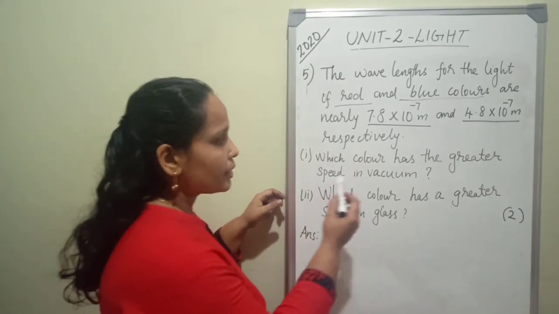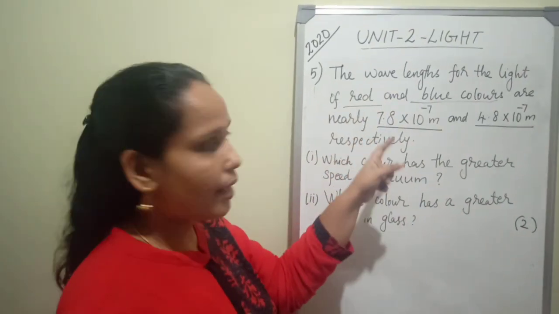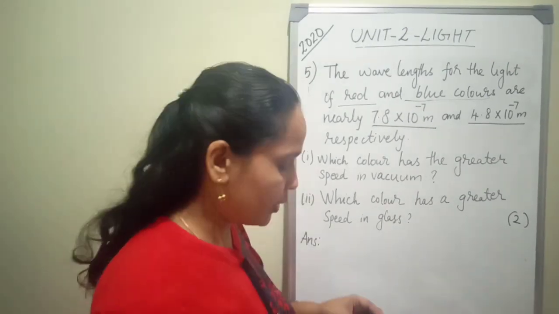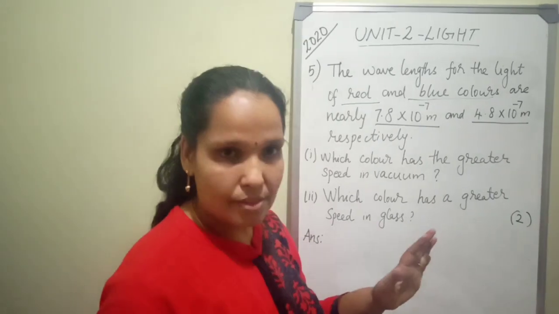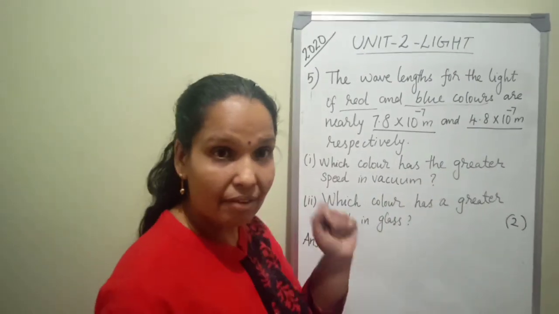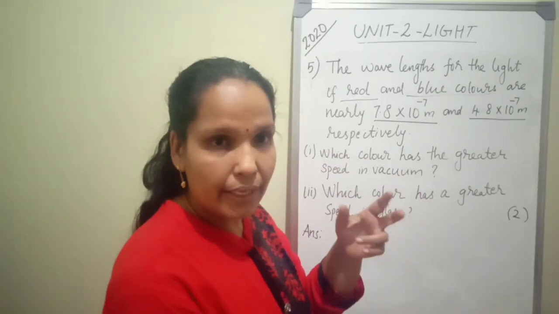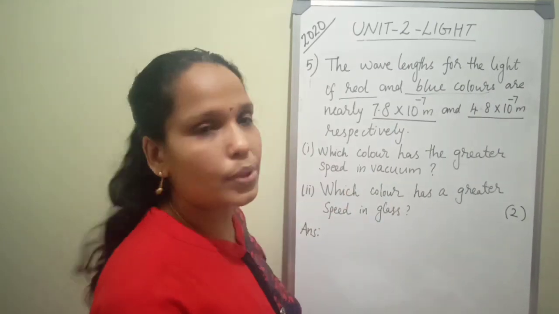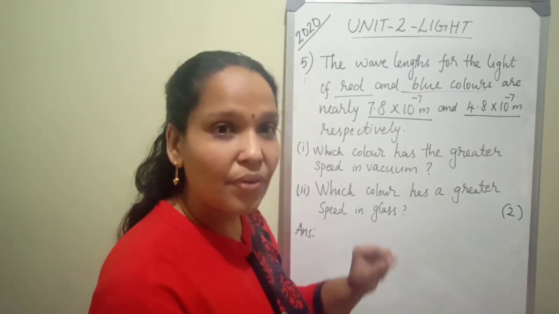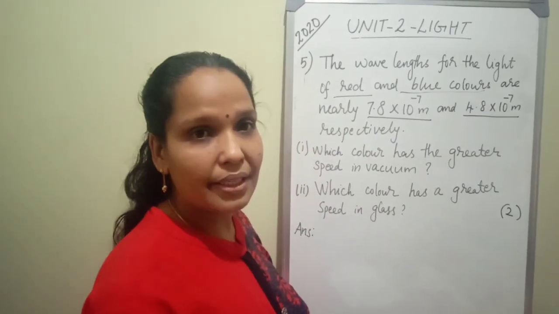Here, which color has the greater speed in vacuum? They have given us 2 colors and their wavelengths. But we have to remember one thing, students. All 7 colors will travel with the same speed in air or vacuum. We have learned that. But now seeing 2 colors, we may think red will be faster, or blue will be. To confuse you, they have asked this question. All the colors are moving with same speed, isn't it? So both the colors will have same speed in vacuum.